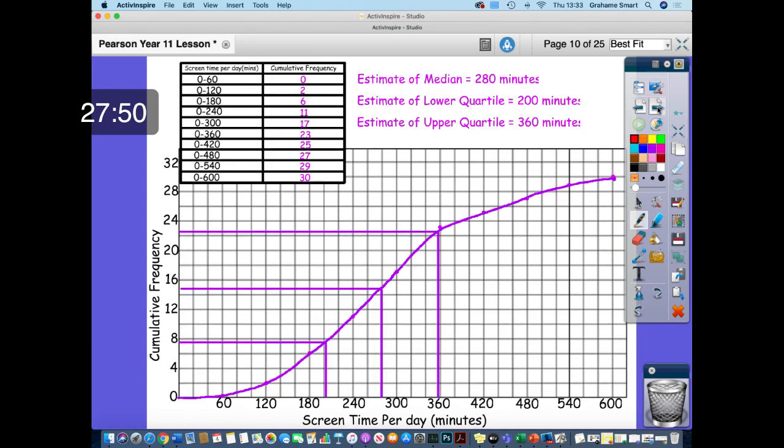And likewise, we did the same thing for after lockdown, and we got an estimate of the median of 280 minutes, an estimate of the lower quartile of 200 minutes, and an estimate of the upper quartile of 360 minutes. So that information we had from last session, I'm using that information plus the estimate of the mean, and I'm going to summarise them in the next slide here.